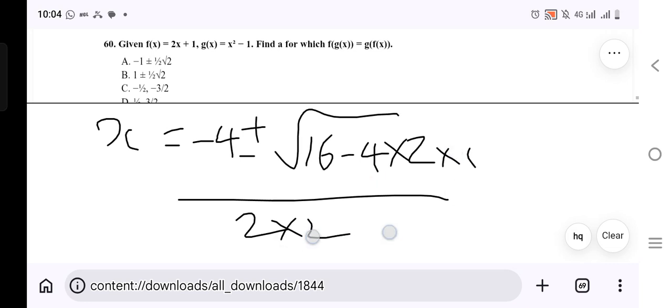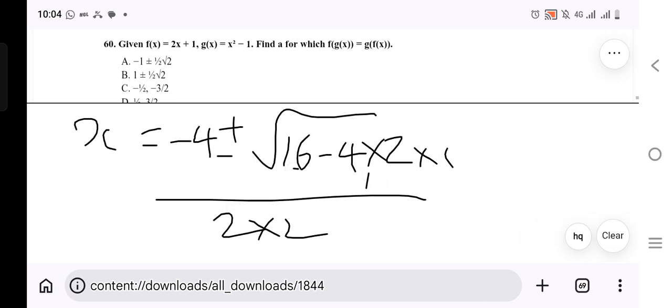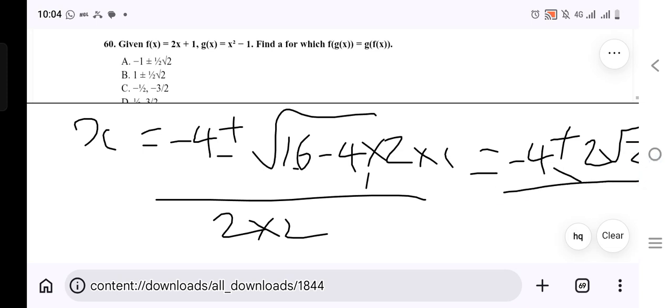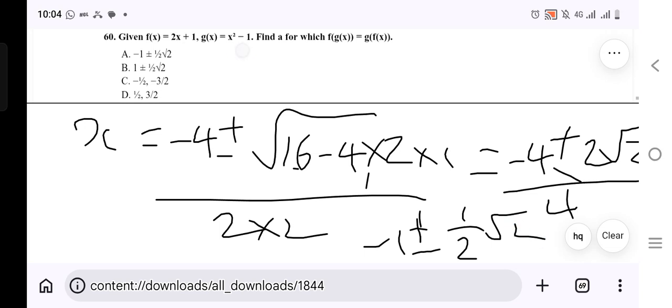Right, so with this now, I can say that is equal to minus 4 plus or minus the square root of 4 times 2, 8 times 1, 8. So 16 minus 8 is 8, and the square root of 8 is the same thing as 2 root 2. Then 2 times 2, that is 4. So minus 4 divided by 4 will give me minus 1, plus or minus 2 root 2 all over 4, which is the same thing as 1 over 2 root 2. So my answer is minus 1 plus or minus 1 over 2 root 2, which is option A.